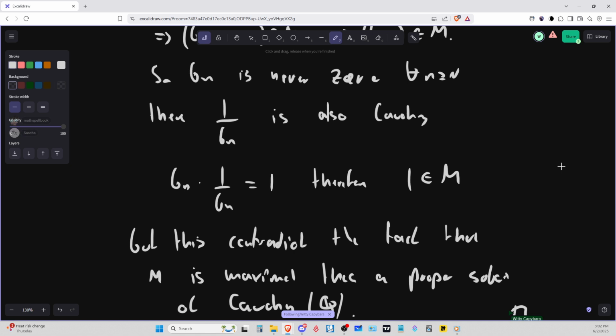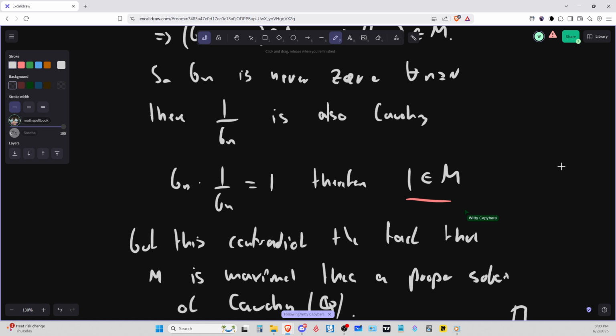And then we're done. Maybe here I haven't spelled out all the detail, but it's the same thing we saw last time. If you get 1 inside of your ideal, then you're kind of doomed, because you will have to contain the entire ring. So it's the same trouble that we saw last time. If you have 1 inside of your ideal, you have to be the whole ring.